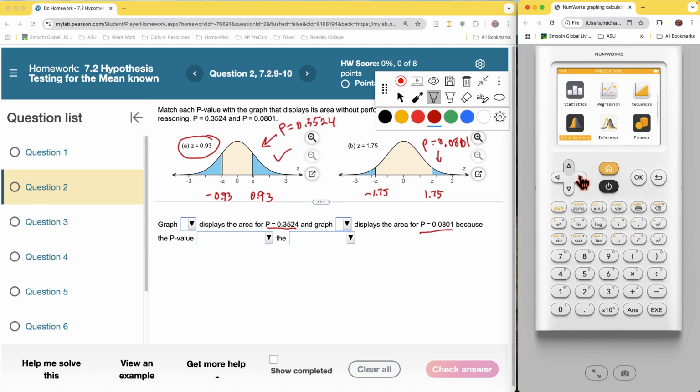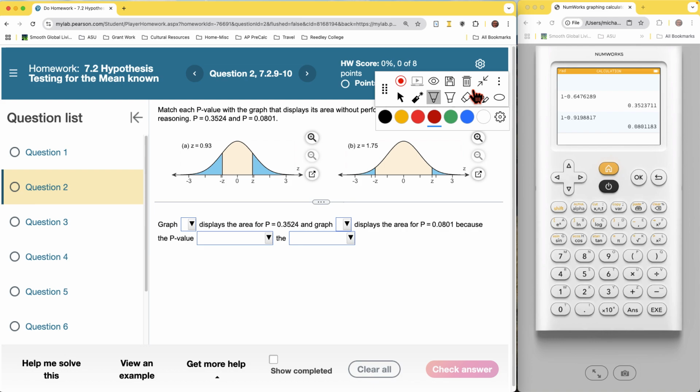Copy here, and we're going to go 1 minus, paste. Yeah, we'll allow it. And you'll see that that's the 0.0801. 0.0801. So those match up. Okay. Let's clear this off. And so what we say, the graph A displays the area for that.